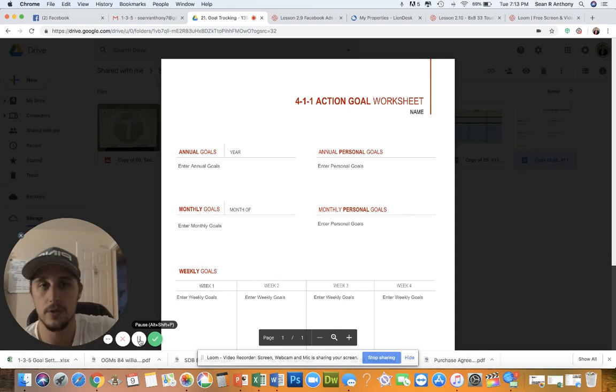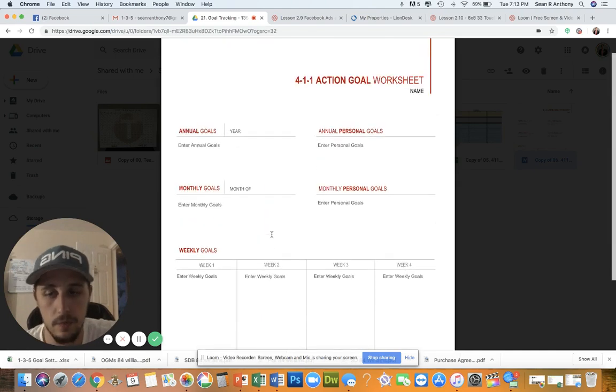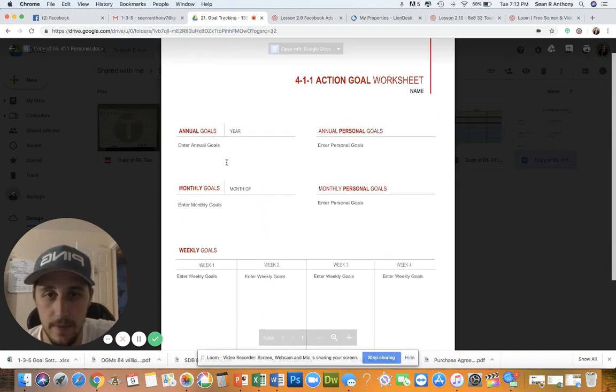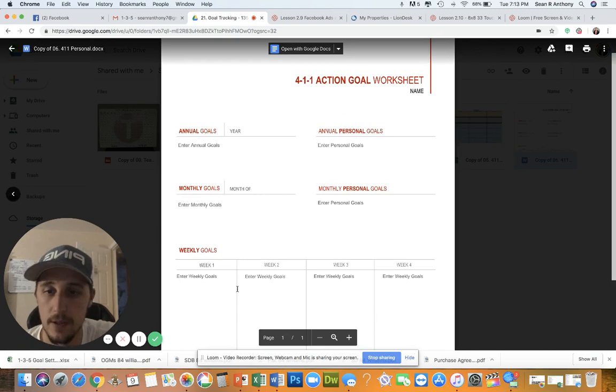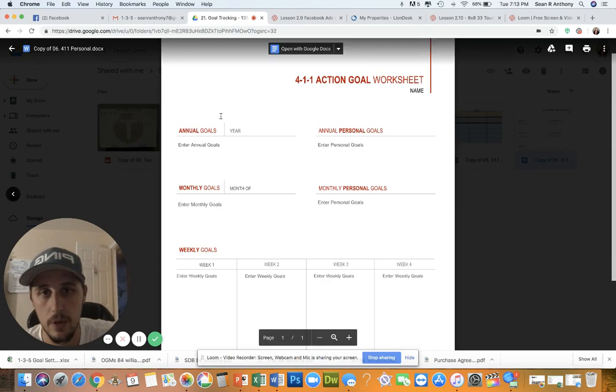And then weekly goals. So this is something to be filled out every week. I do mine on Monday mornings. I fill this whole sheet out every Monday morning just to keep myself focused. Week 1, 2, 3, 4. That's a 411.